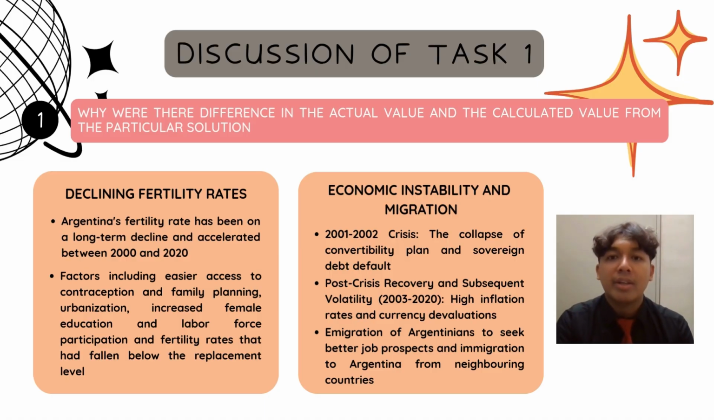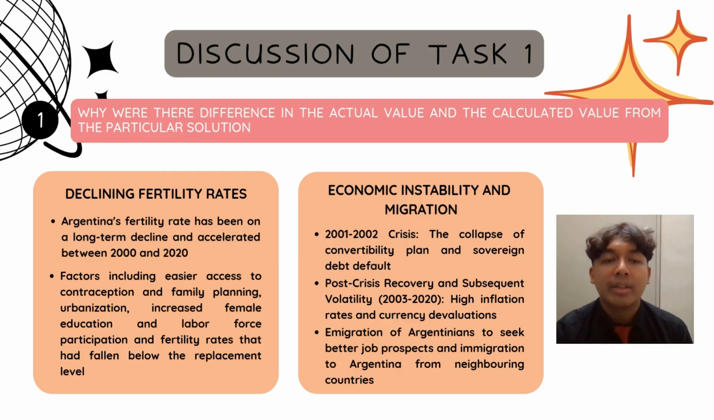First of all, the declining fertility rates. The fertility rate of Argentina has been on a long-term decline and the decline even accelerated during 2000 to 2020. This happens because of the access to contraception and family planning, with smaller families being more common and accepted. Increased female education and labor force participation also lead to delays in marriage and childbearing, ultimately leading to smaller family sizes.